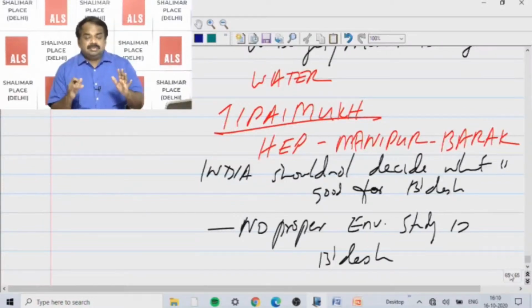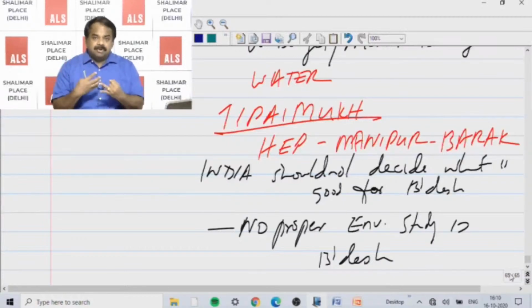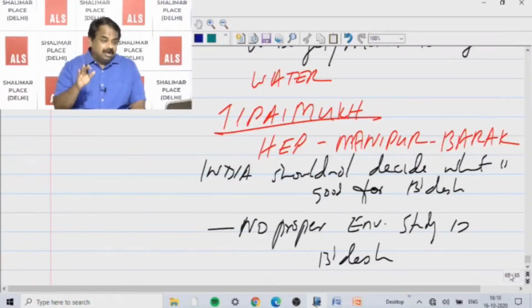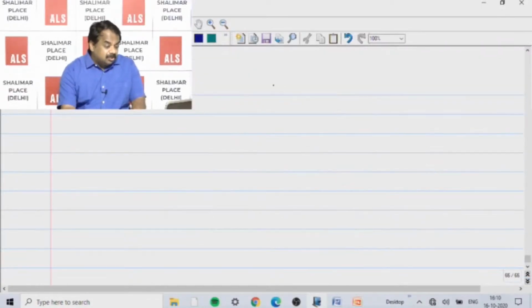So the Ganga is resolved. Teesta we almost agreed, but because of the internal politics of India we could not agree. And then Tipaimukh we are yet to agree. And so this is about the rivers. These are the main three river disputes. But the other dispute is in the ocean, in the sea. One was the Numur Island.